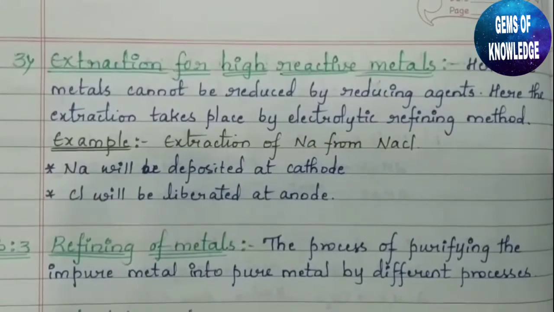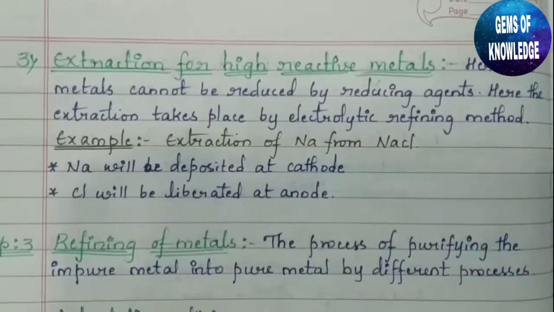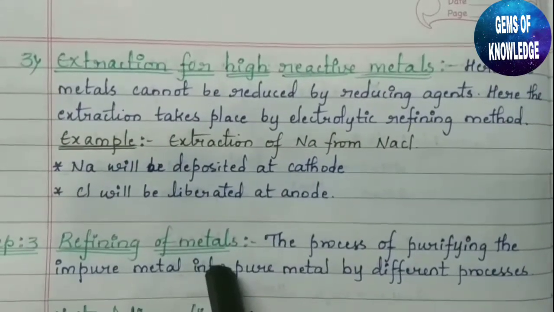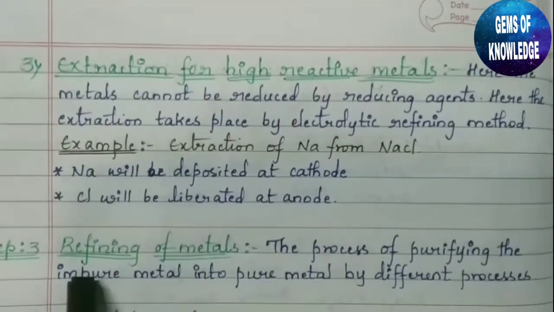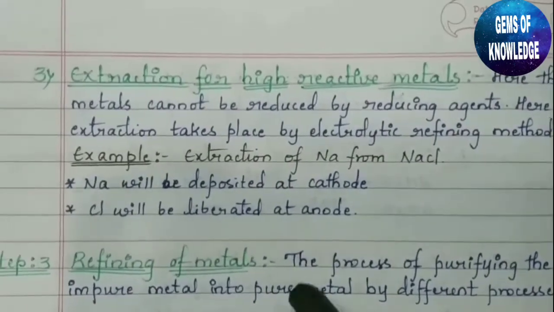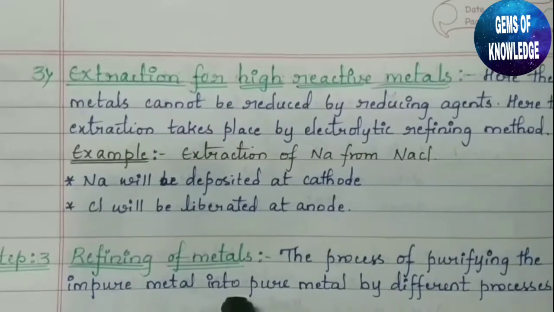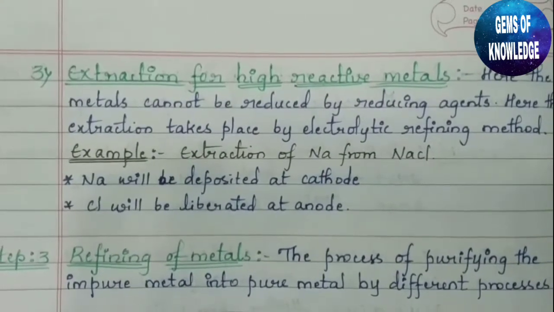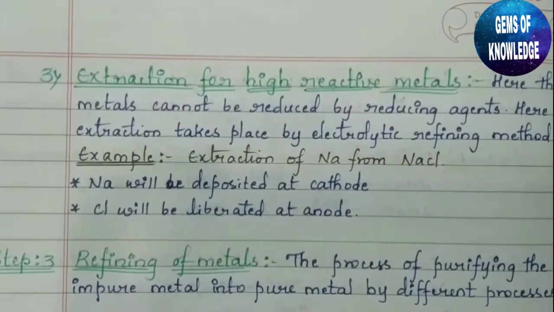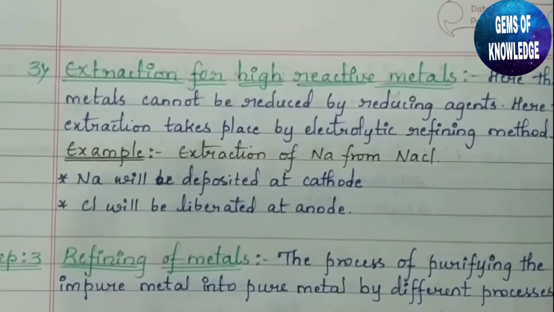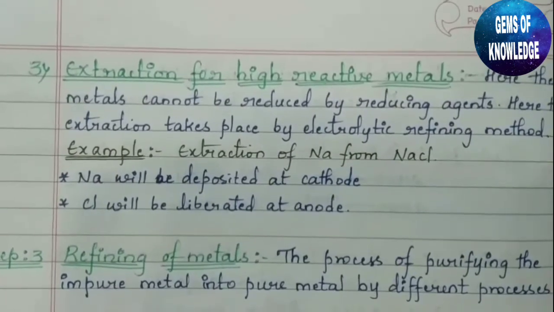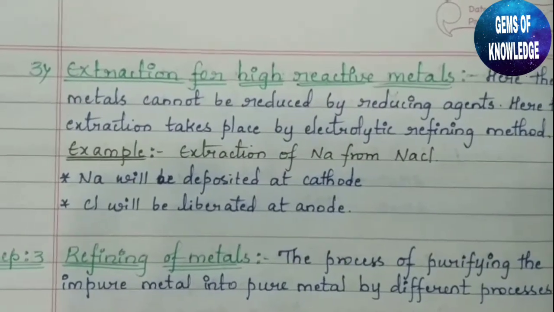This type of process is nothing but called the refining of metal. So it means we are going to purify the impure metal into the pure metal. Let's quickly have a glance at the electrolytic refining experiment, where copper sulfate is used. In the case of copper sulfate, we are going to see the electrolytic refining process. So let's quickly have a glance at that experiment.